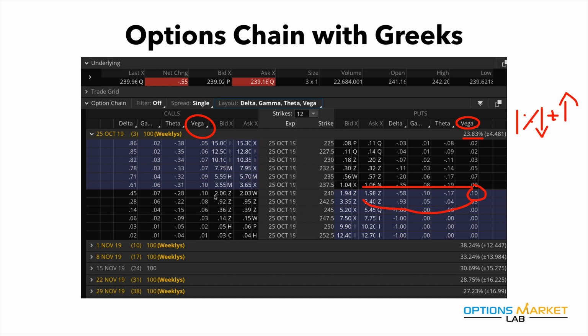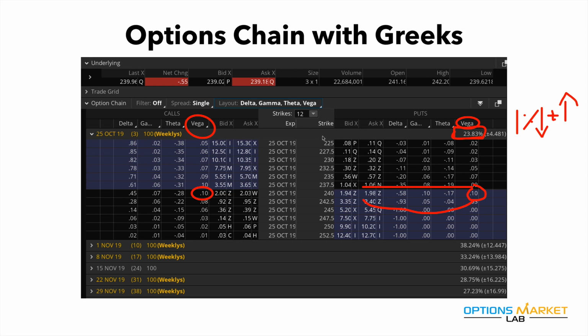And this gets affected on both ends, not just the calls or puts, but this gets taken out on both ends because the implied volatility right here is affecting calls and puts for the whole options chain. So this was a breakdown of your Greeks and how they are displayed on the options chain.